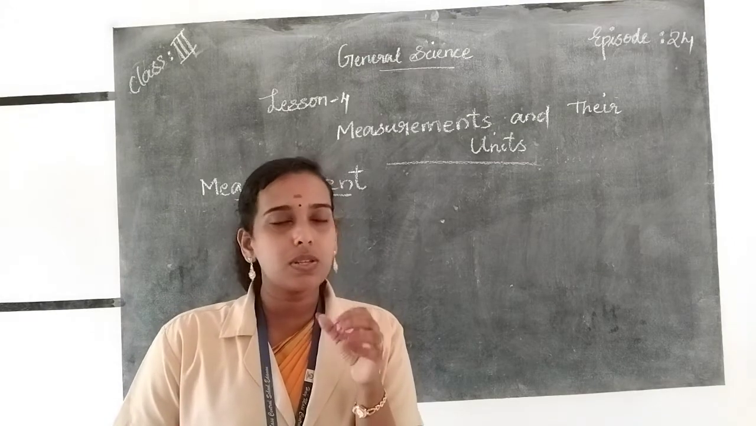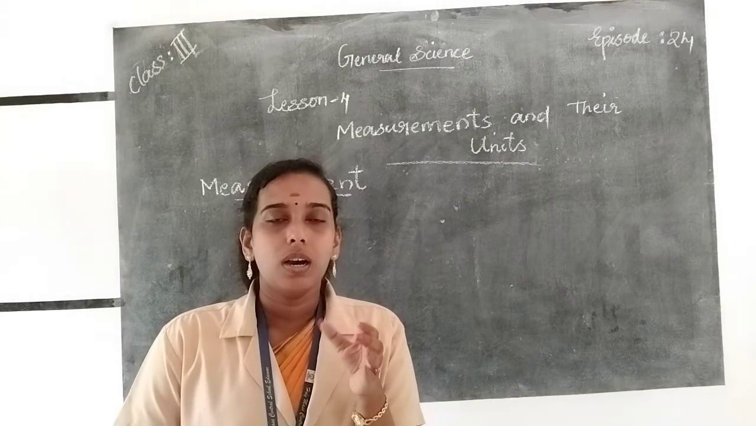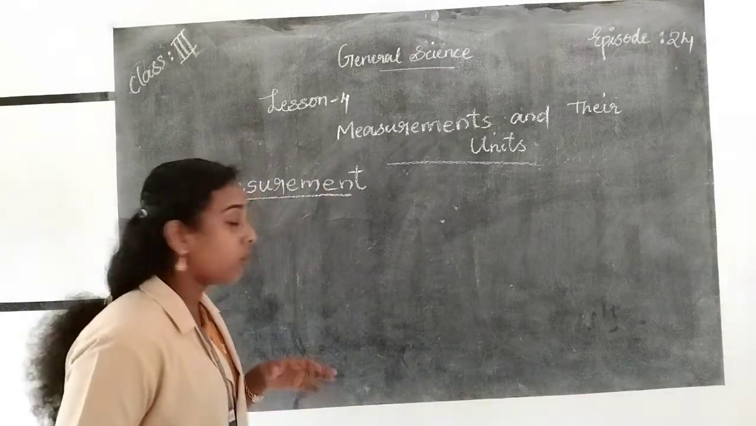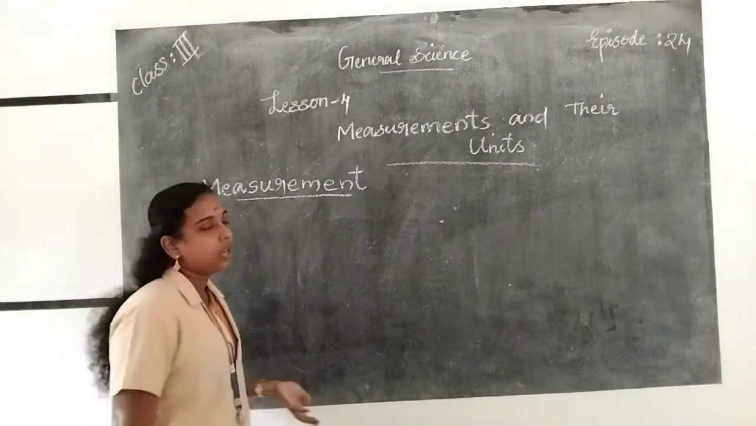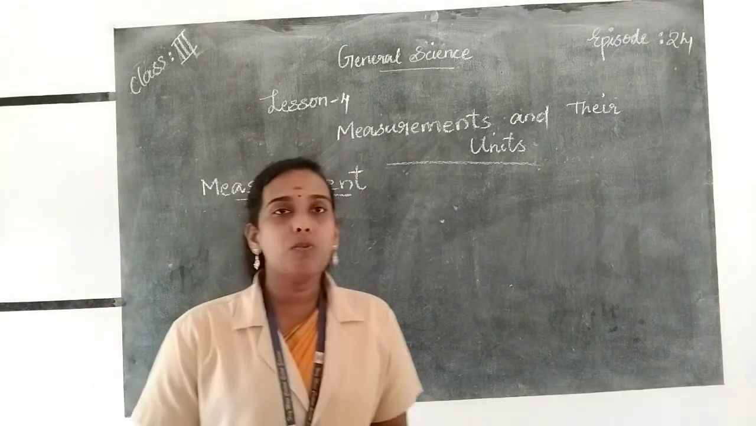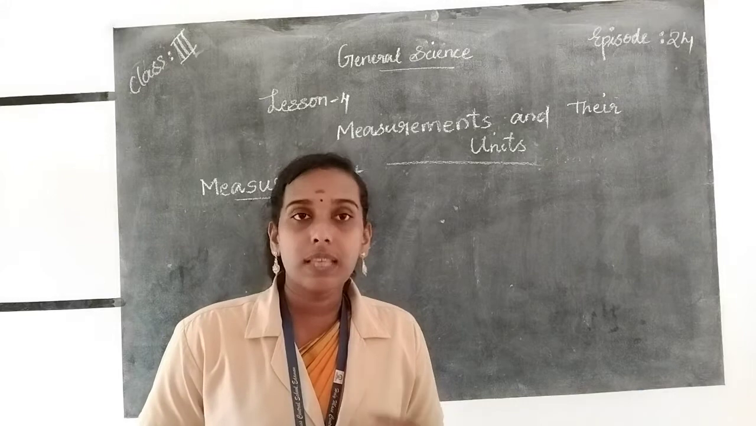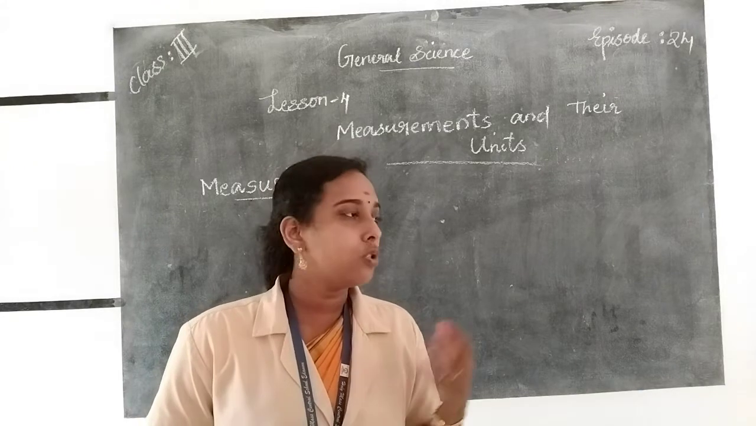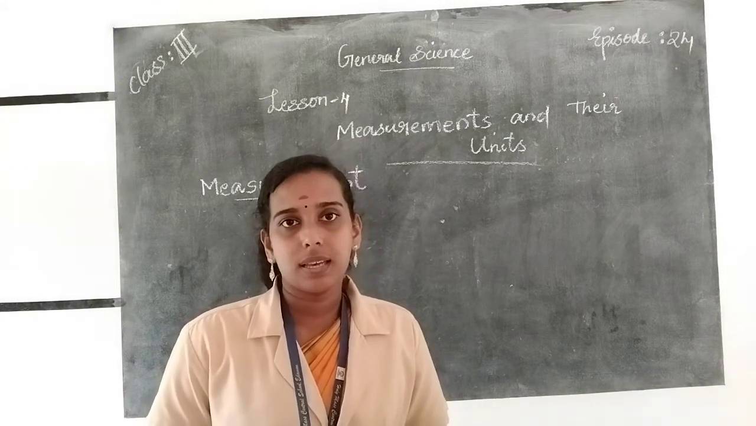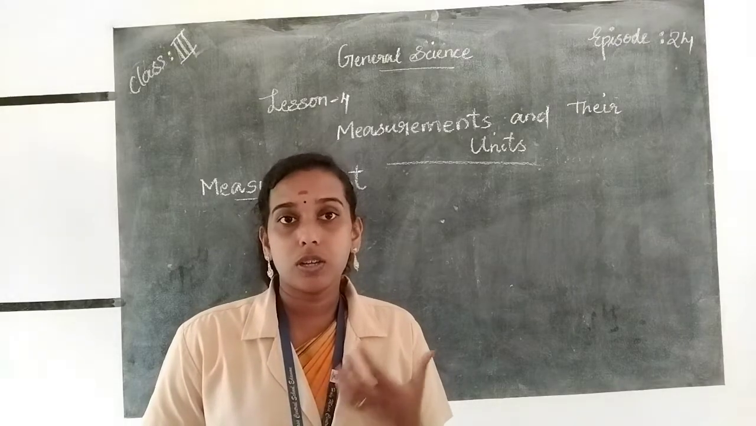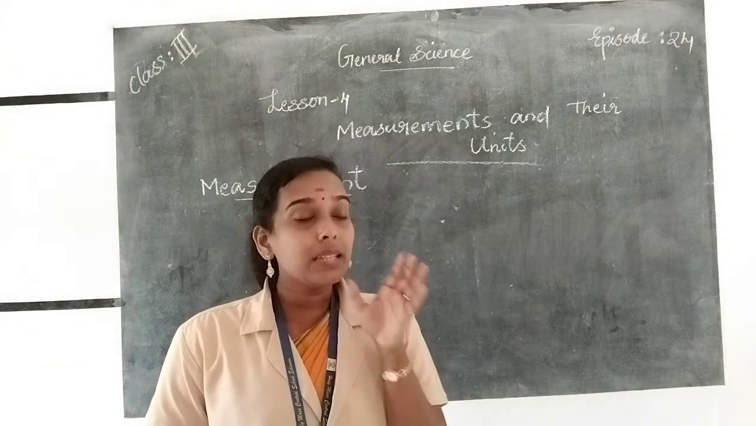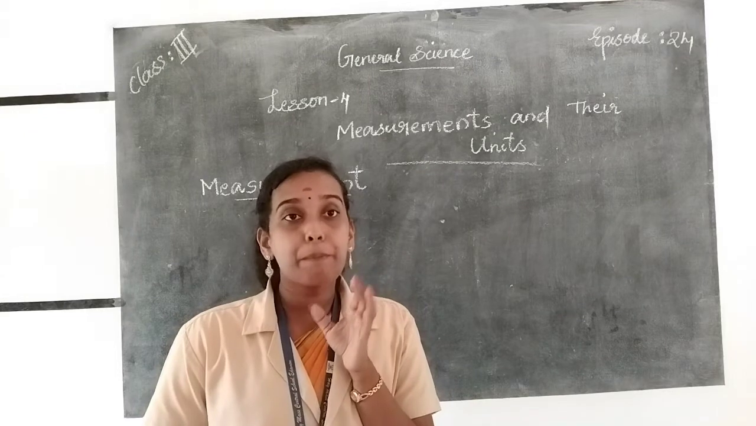or which is used to calculate things, the amount of things. For example, if you want to buy things from a market or a shop, we use some units like 2 kilograms of rice, 1 kilogram of sugar, like that. And 2 kilograms is the measurement.